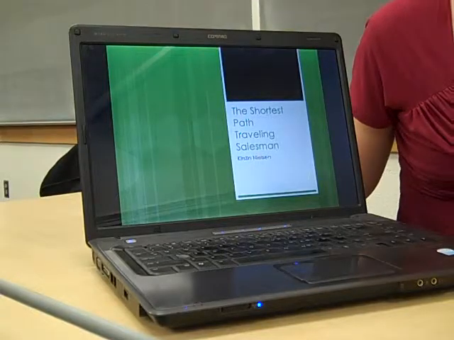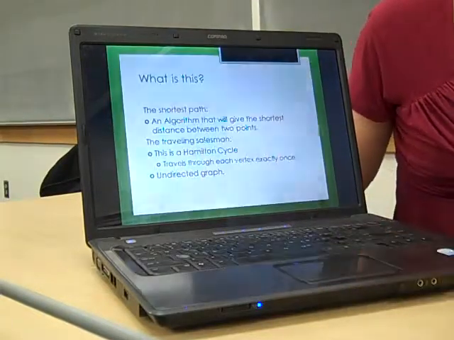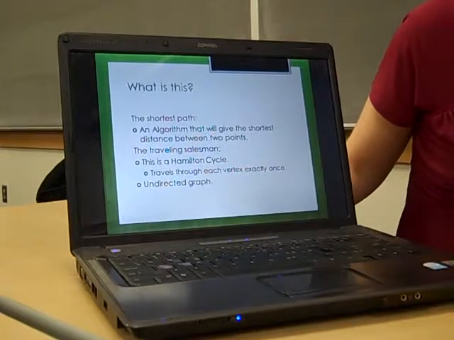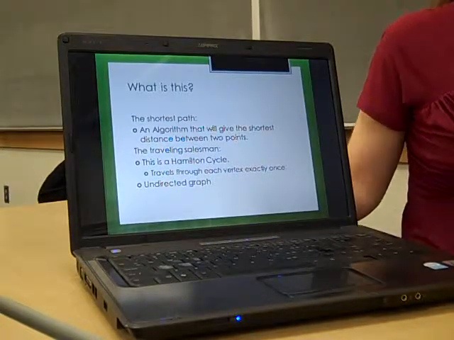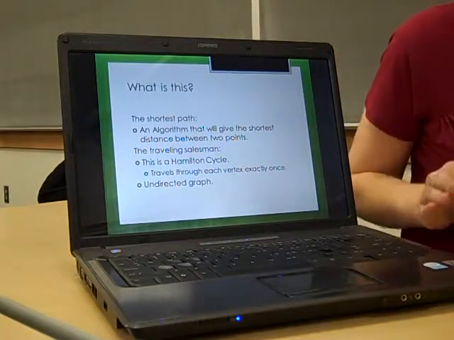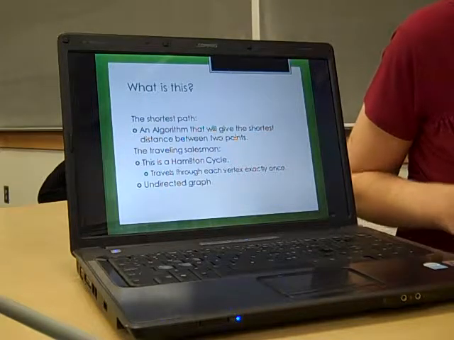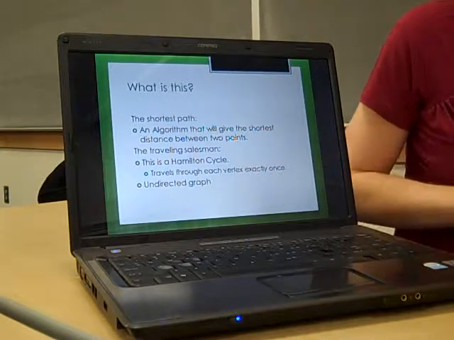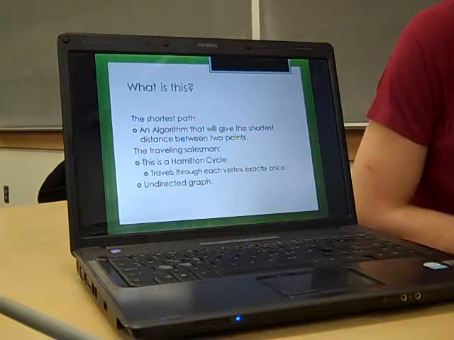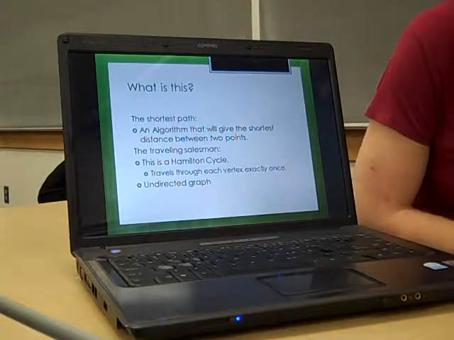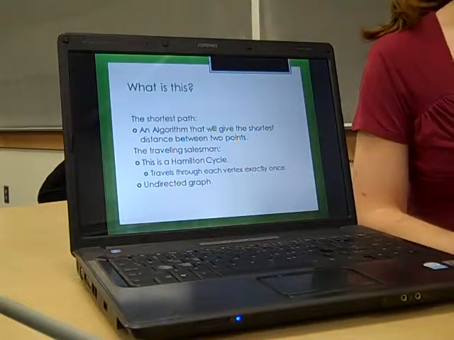The traveling salesman is an equation or an algorithm that will give you the shortest distance between 2 points. So that's what the shortest path is. And then the traveling salesman problem is a part of it, and it has to be a Hamiltonian cycle, which means it travels through each vertex exactly once.